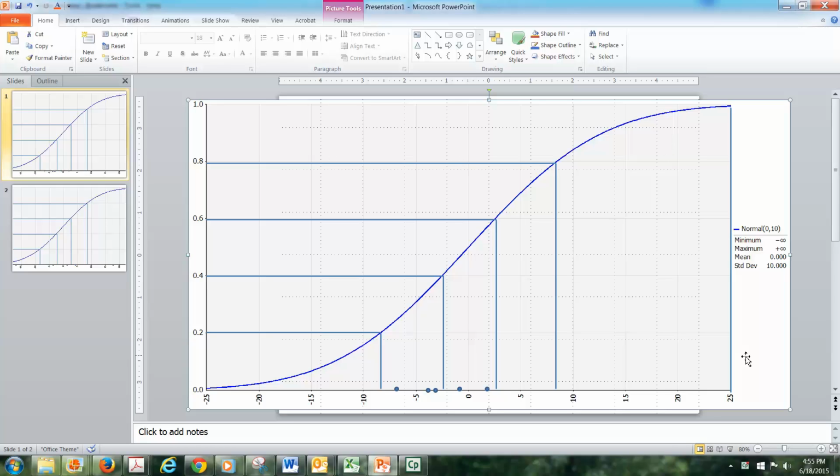In this video, I want to give you a brief introduction to the Monte Carlo simulation and Latin hypercube sampling. So here I have a normal distribution, a mean of 0, standard deviation of 10, and this is the cumulative distribution view of it. I have partitioned it into 5 sections.